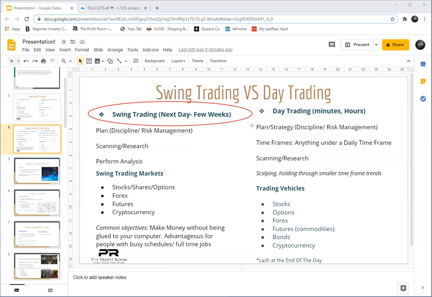And these are the markets that you can swing trade. Most people look at swing trading as just something that you can do with stocks, shares, or options. That's furthest from the truth. You can swing trade any market. You could swing trade Forex, you could swing trade futures, you could swing trade crypto. Swing trading is a method. The common objective is to be able to make money without being glued to your computer.